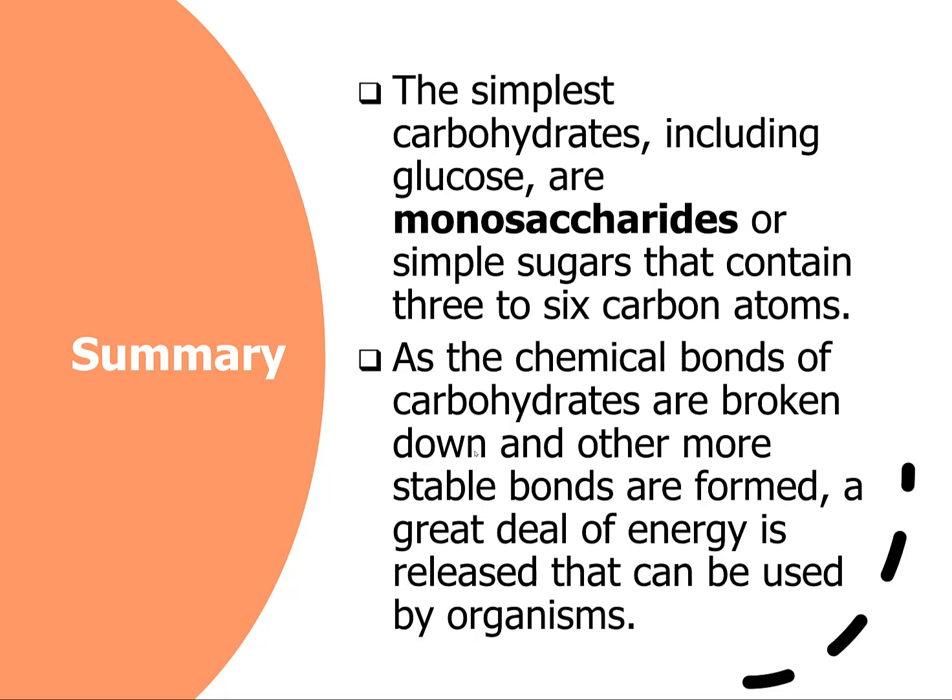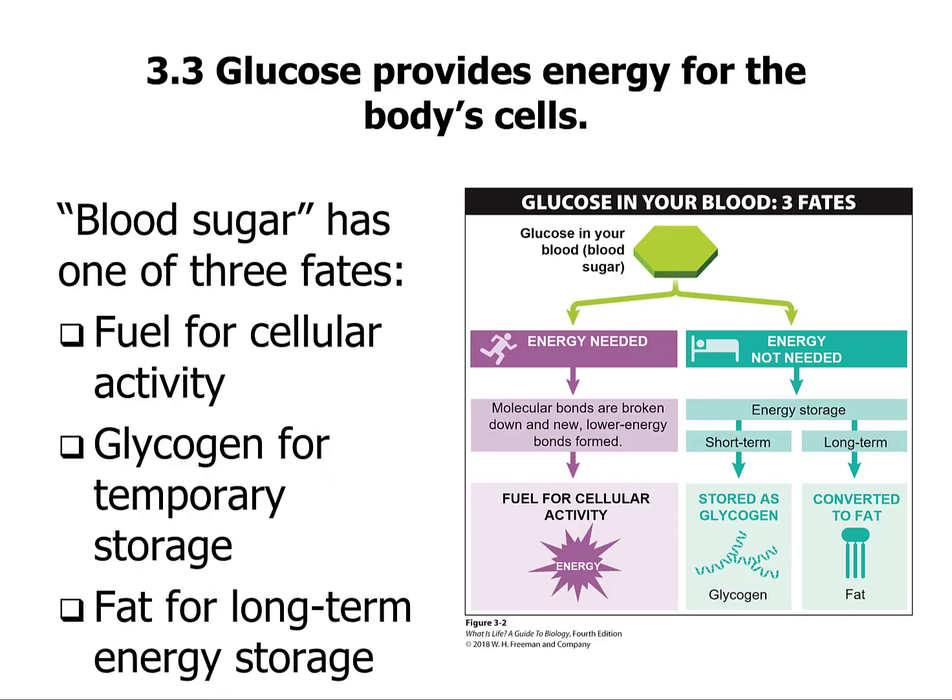As the chemical bonds of carbohydrates are broken down, other more stable bonds are formed, and a great deal of energy is released. And it's that energy, that chemical bond energy, that drives life. And I'm going to show you exactly how that happens later on. So glucose provides that energy for body cells. When energy is needed, molecular bonds are broken, providing the fuel for cellular energy. And what this does is it affects the change in shape of a molecule. But if you don't follow me right now, that's okay.